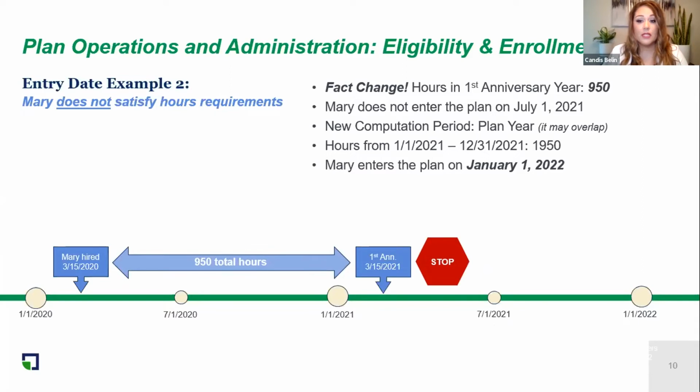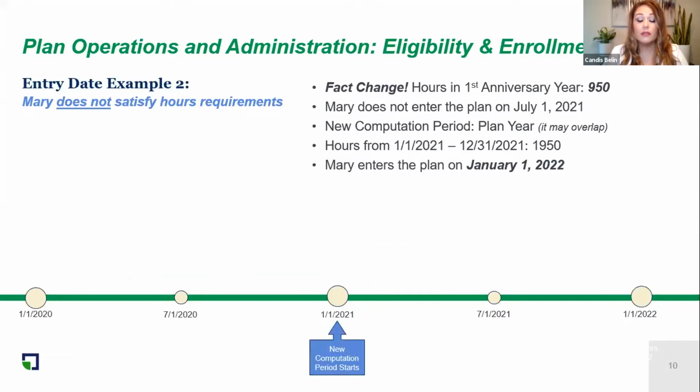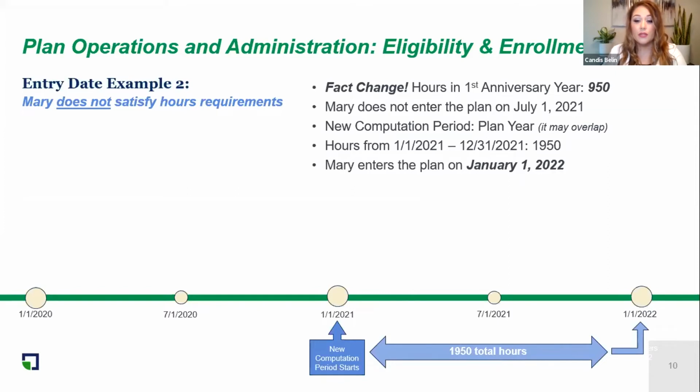Now we have to shift to the plan year. So in this first period, it was the anniversary year. She didn't meet the requirements, so now we shift to the plan year. So we're starting with 1/1/2021, and we go through that whole entire 2021 year. She does receive over 1,000 hours, so then she is entering the plan on January 1, 2022. You see how just by that one fact, it shifts her plan entry date by 6 months.